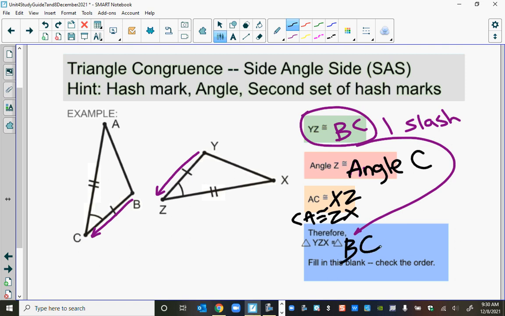Then, what's the last letter? You have no other choice. What letter has to go here? A. Has to be the A, because A was the last letter. And the A and the X, they're going to match up.